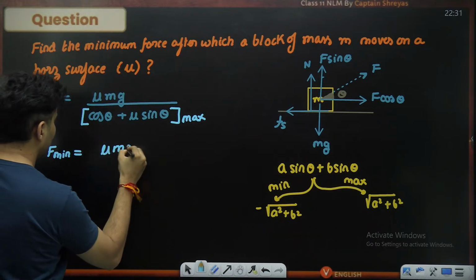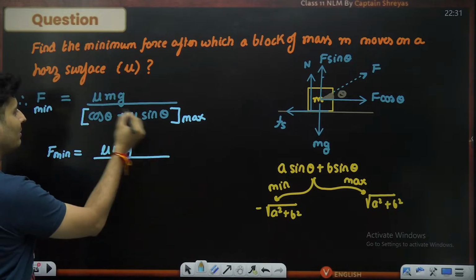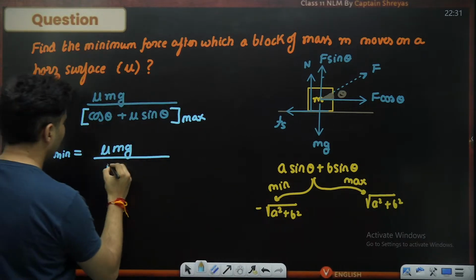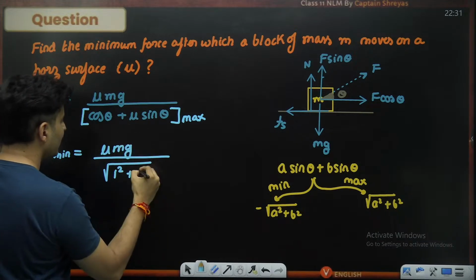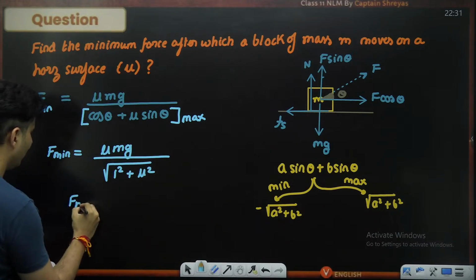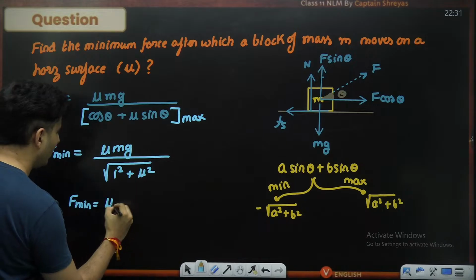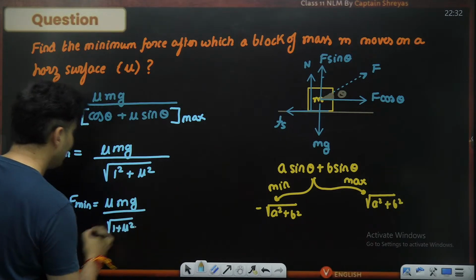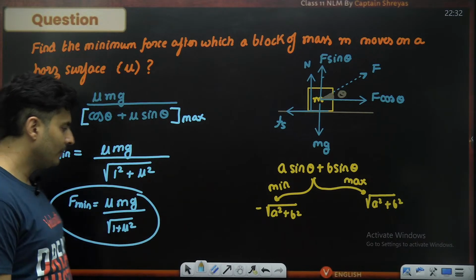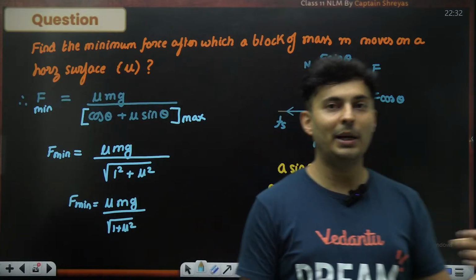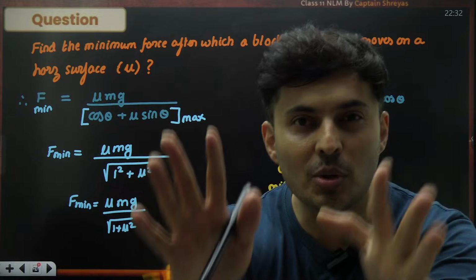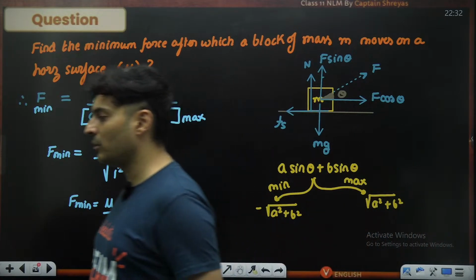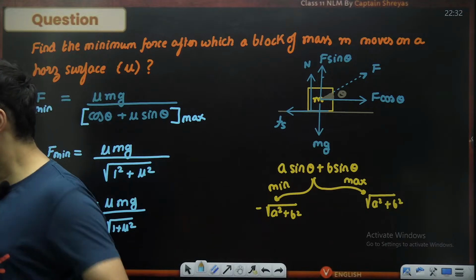So it will be mu mg, and the maximum value of this will be root a square plus b square. A is 1, as you can notice, b is mu. So technically speaking, 1 square is 1 only, no? I put one extra step just to make you understand. So that's it, root of 1 plus mu square. That is the final answer. Done, dusted. If you know the mathematical part, it becomes easy. Else you will waste your time in the mathematics of derivatives and maxima minima. So that's how things are to be done in a smart way. This is what a trick is.